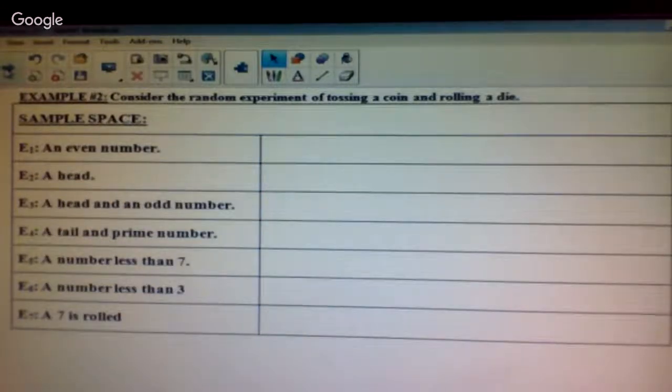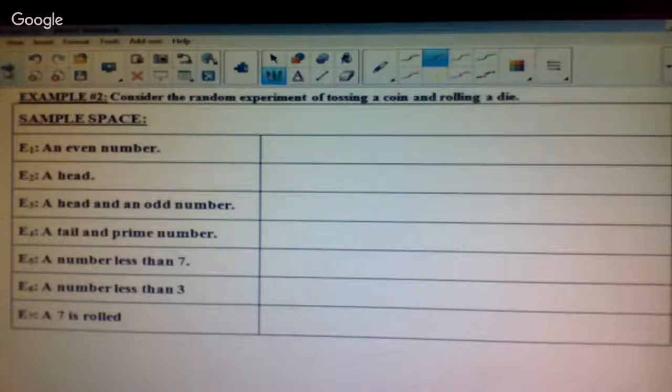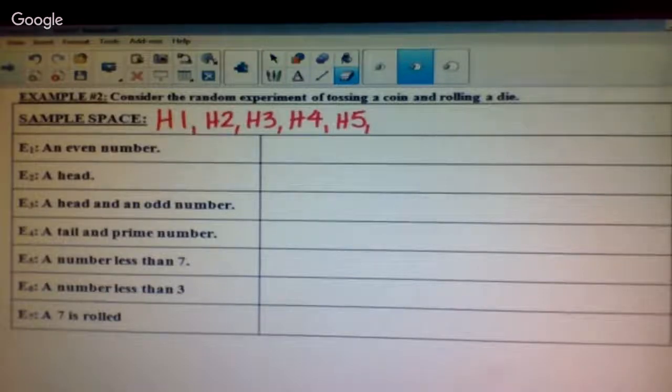Okay, this next one, we're tossing a coin and rolling a die. The first thing I need to do is create my sample space. I didn't give it to you this time. What does my sample space look like here? I'm tossing a coin and then rolling a die. So heads 1, heads 2, heads all the way through 6, and the same thing for tails, tails 1 through 6.